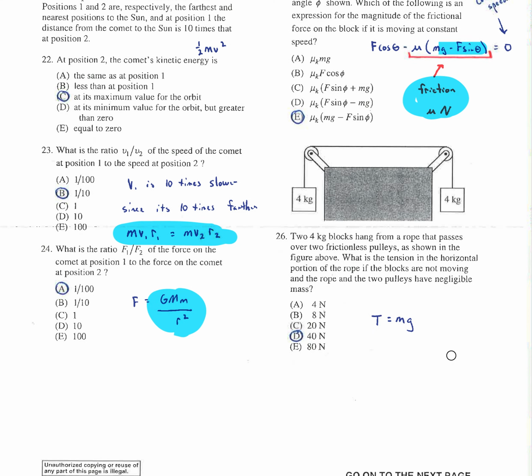Don't let them try to trick you. They want the tension in the string. Anytime you want tensions, focus on one object and one object only. So just look at that guy. Tension's up, mg's down. Bingo. Move on.